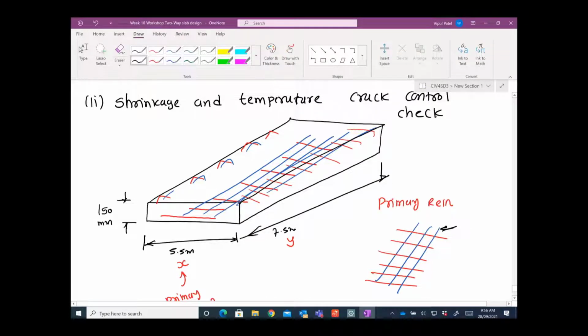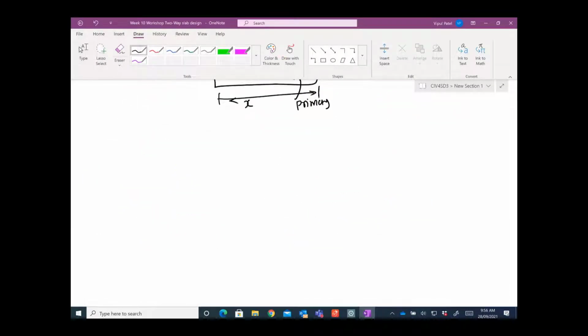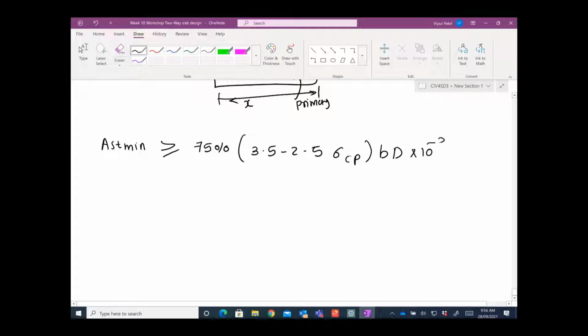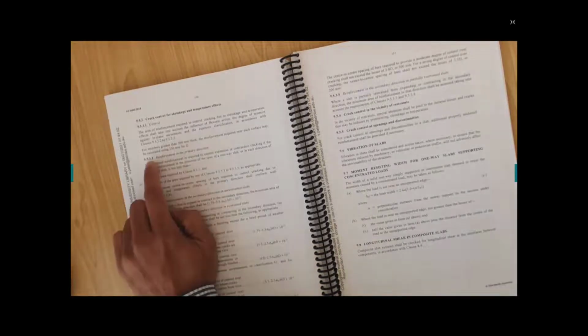Shrinkage and temperature. All right. So for the shrinkage, we have AST minimum should be greater than 75% of (3.5 take away 2.5 sigma CP) BD times 10 raised to minus 3. Now in that case we have this clause, which is 9.5. We just use this, clause 9.5.3.2.